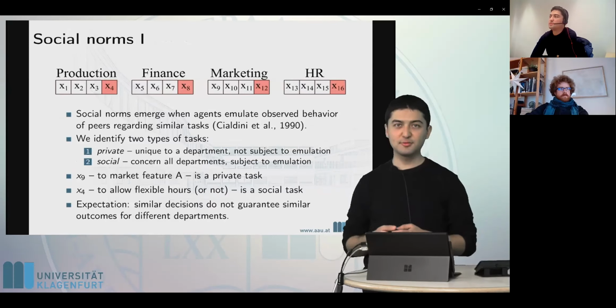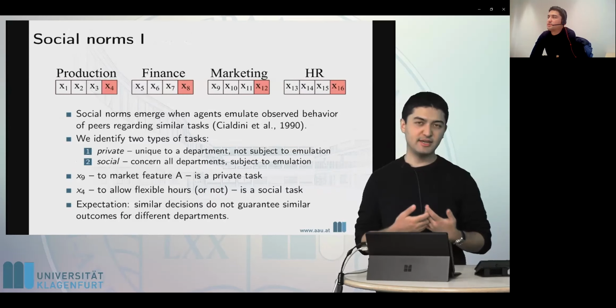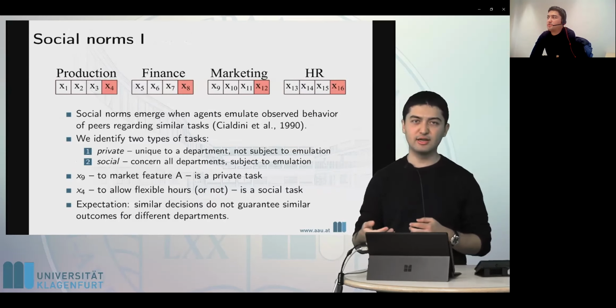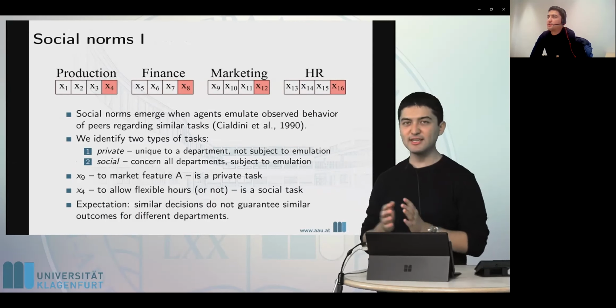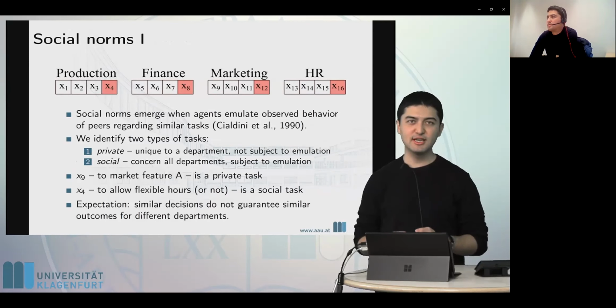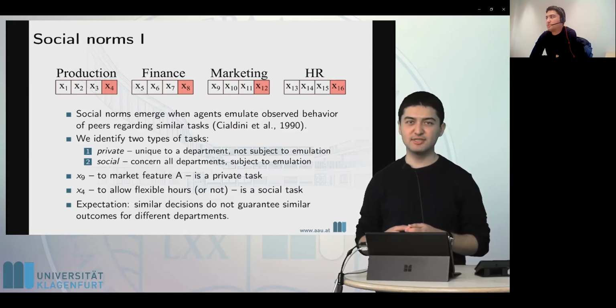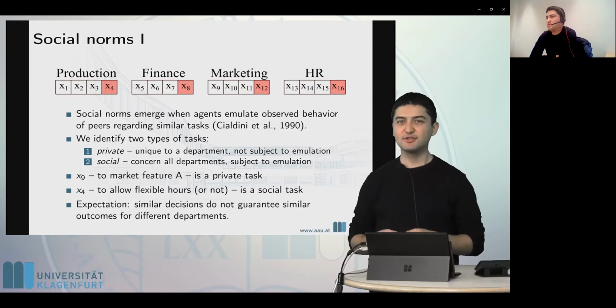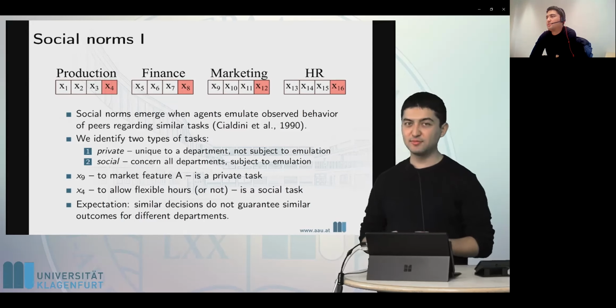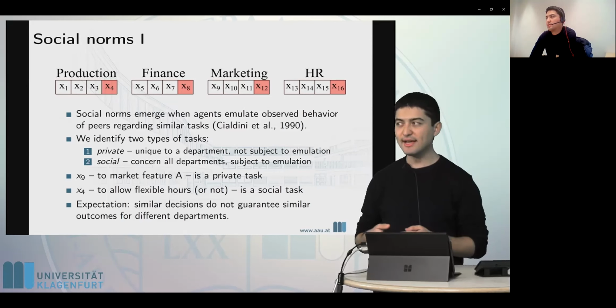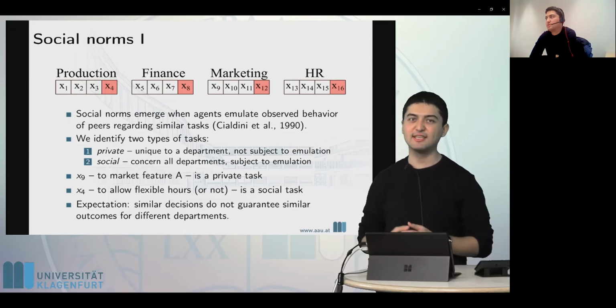Social norms. Social norms are modeled when agents, and managers in our case, emulate the behavior of their peers. So we identify 2 types of tasks, private and social. Private tasks are unique to every single department and are not subject to emulation, and social tasks are common to every department and are subject to emulation. So here in our example, X9 would be the decision to market feature A or not, and this is a private task because only marketing does marketing. And X4 is the decision whether to allow flexible working hours or not, which is a social task because every single department makes the same decision.